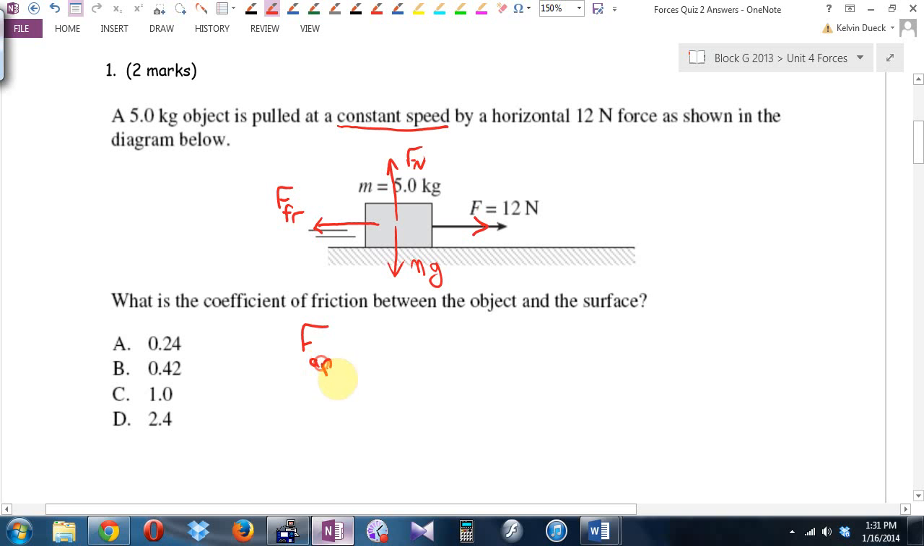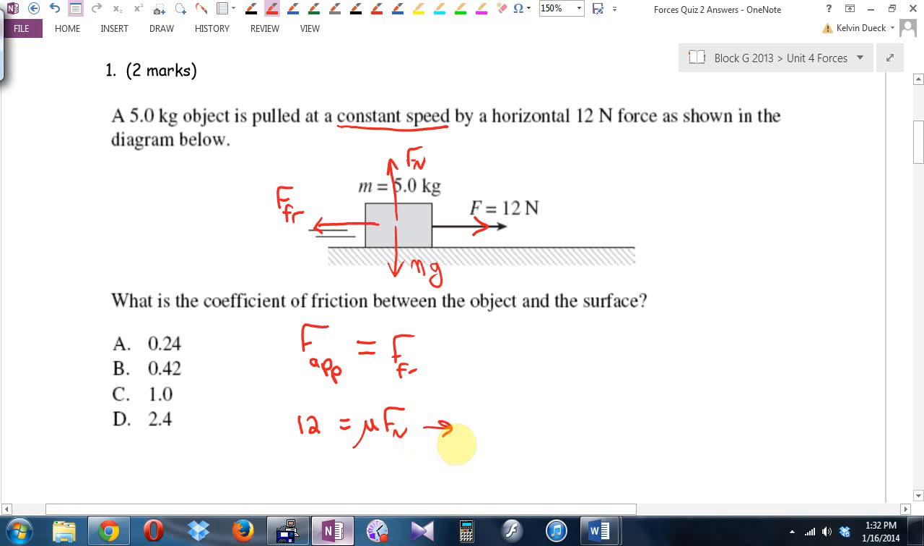Winner minus loser equals 0, because a is 0 because it's a constant speed. In fact, it's really a tie. Well, the applied force is 12. Friction is mu times the normal force.